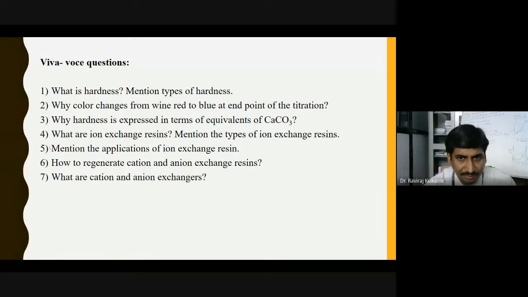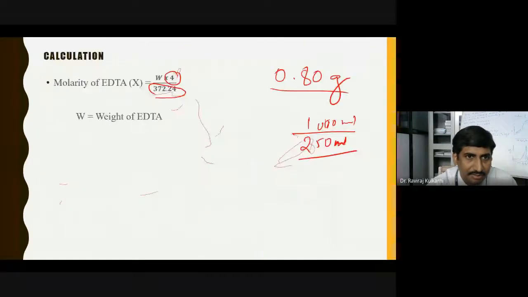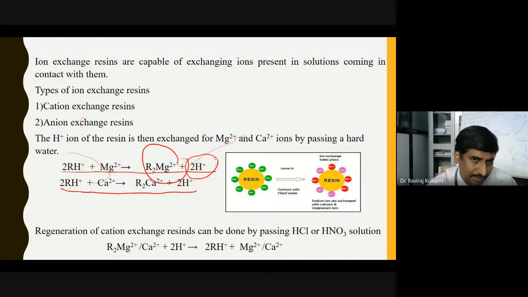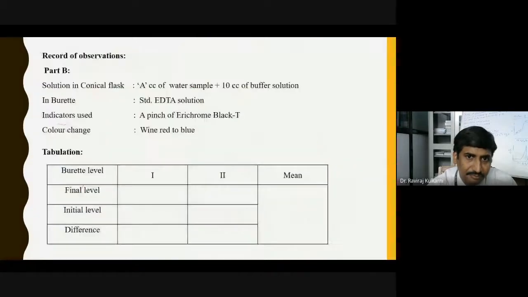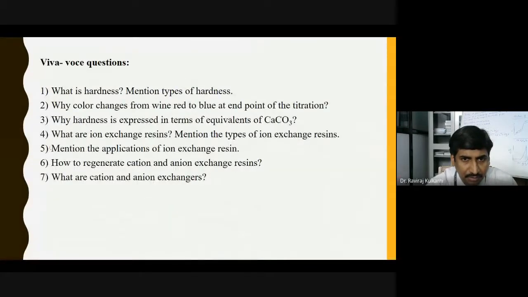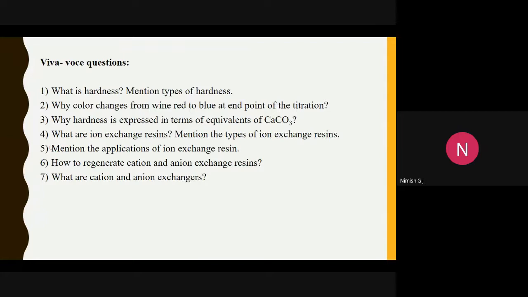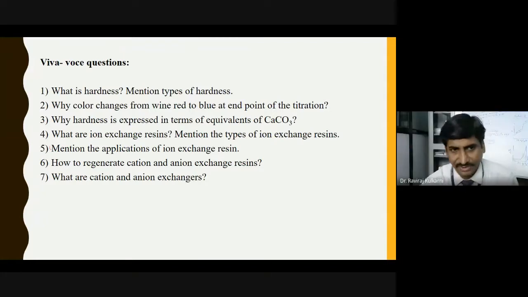What are ion exchange resins? Ion exchange resins are capable of exchanging ions present in solution coming in contact with them. They are all polymeric compounds which have capacity to exchange anions and cations. Mention the types of ion exchange resins. Cation and anion exchange resins.